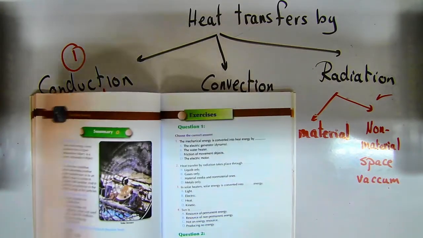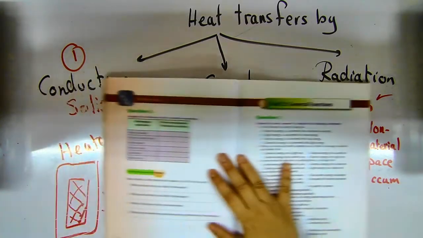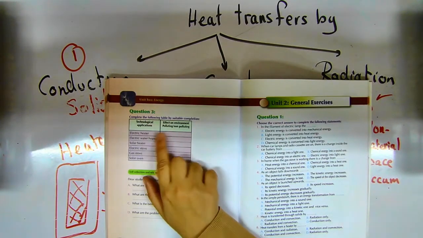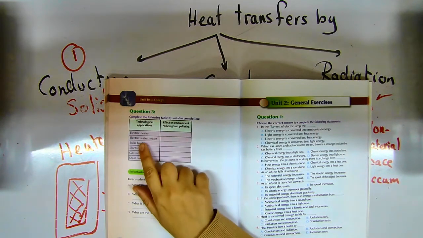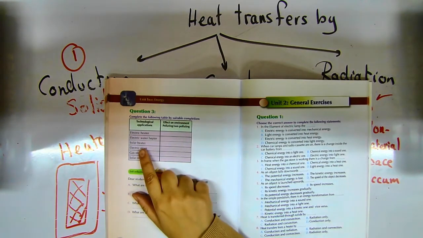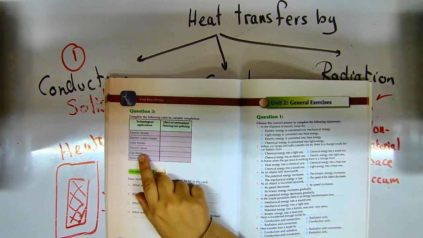Here there is an exercise. The electric heater works by electricity and does not pollute the environment. The electric water heater also works by electricity, which does not pollute the environment. The solar heater works by solar energy, which does not pollute the environment. The electric stove works by electricity, which does not pollute the environment. The gas stove works by natural gas, which pollutes the environment.